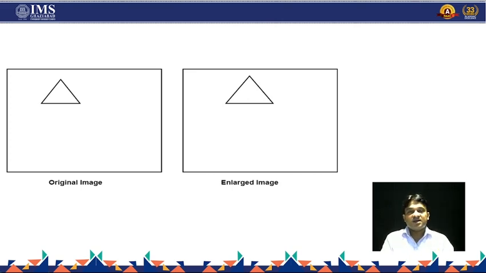In our next lecture we will study rotation. Rotation is also a transformation which changes the orientation or angle of an object.